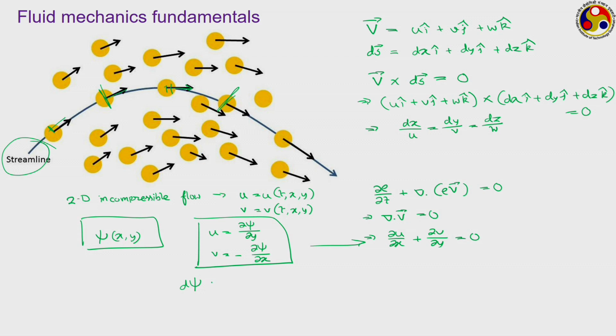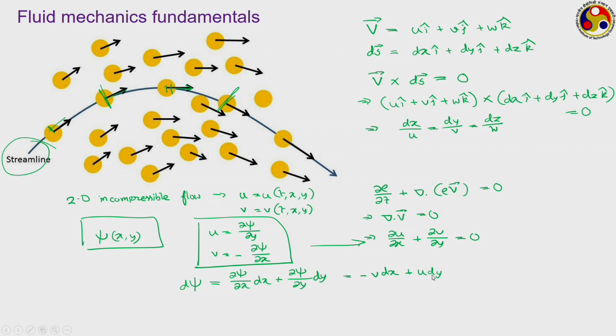Now, see this d psi, which refers to a change in the value of the stream function during a flow situation. Then what will it be? We can write this one as dou psi dou x dx plus dou psi dou y dy. Now, using the definition of u and v, dou psi dou x is equal to minus v, so minus v dx, plus dou psi dou y is u, so u dy.